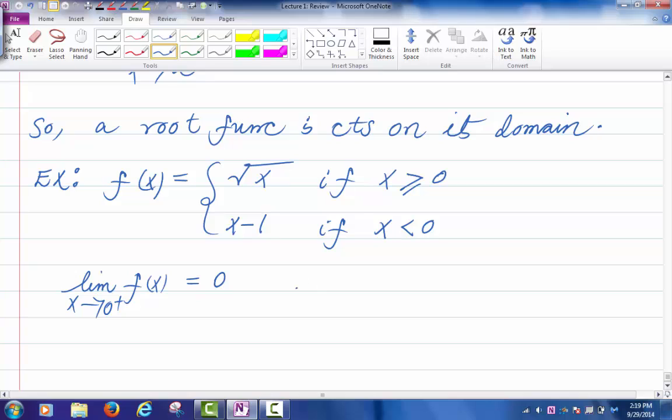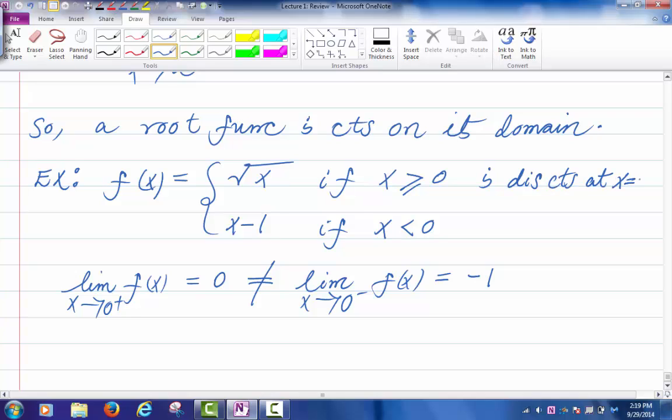0. And what's the limit as x goes to 0 from the left of this function? Now I'm going to use the second formula. It's going to be -1, and they are not equal. So this function is discontinuous at x equals 0. But otherwise, it's continuous everywhere else. Is everybody okay?